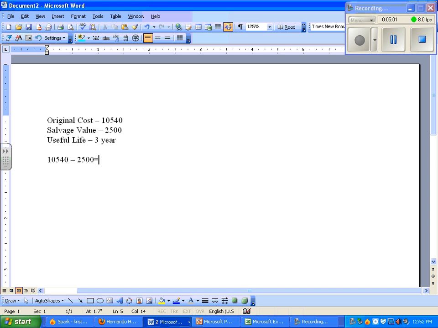So $10,540 minus 2,500 is 8,040. And then we're going to use straight line depreciation. So we want to figure out how much per year. So in order to figure out how much per year, you take the total depreciation and divide it by the estimated useful life, which is 3, and that's 2,680. So that's per year, 2,680 per year.